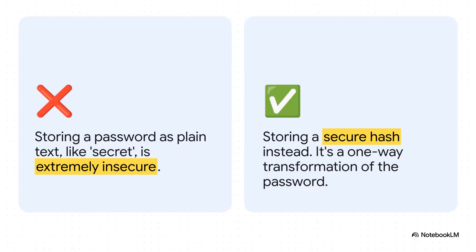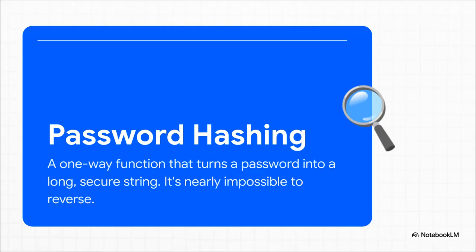And this right here says it all. On the left, you see plain text. This is a ticking time bomb. If a hacker ever gets a peek at your database, it is game over. All of your users are exposed. But on the right, that's our solution. That's a secure hash. It's just a long, jumbled up string of characters that represents the password without ever actually being the password. This whole process is called hashing, and you've got to think of it like a one-way street.